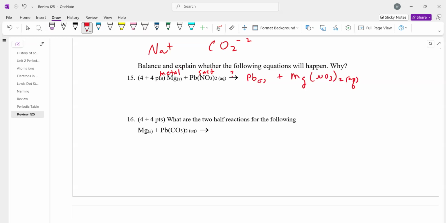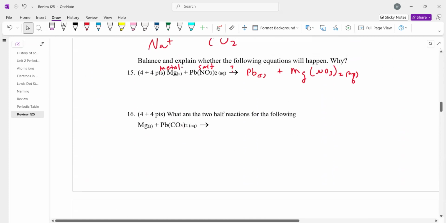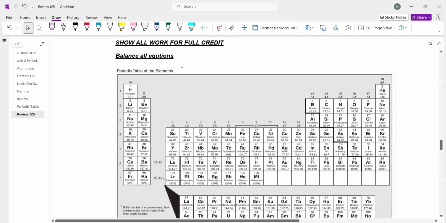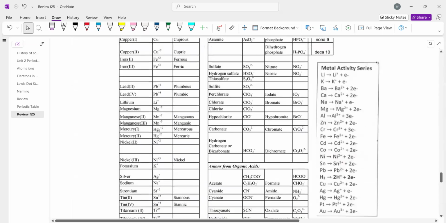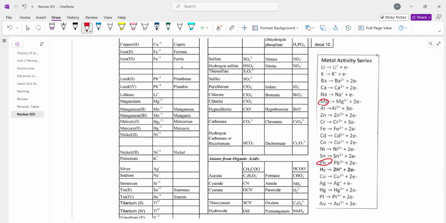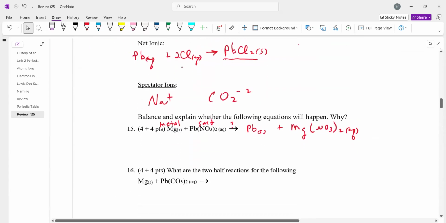So the question is, does that happen? Well, we need a reactivity chart to determine that. We're looking at lead and magnesium. So is magnesium above lead? Okay, here's magnesium and lead. So is magnesium above lead? Yes. So the metal is above the lead. That means this will go.